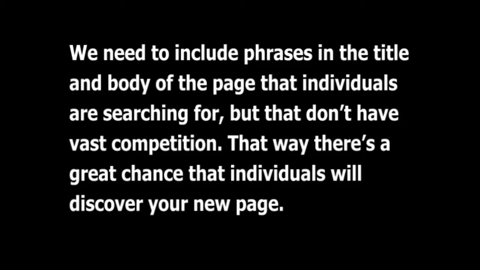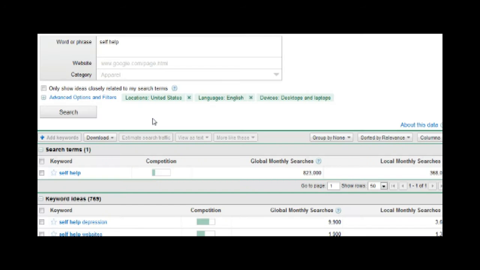We need to include phrases in the title and body of the page that individuals are searching for, but that don't have vast competition. That way, there's a great chance that individuals will discover your new page. Uncheck the Only Show Ideas Closely Related to My Search Terms checkbox, then click Search once more. Now we can see a list of phrases related to your search terms that individuals are searching for, with varying amounts of competition and monthly traffic.